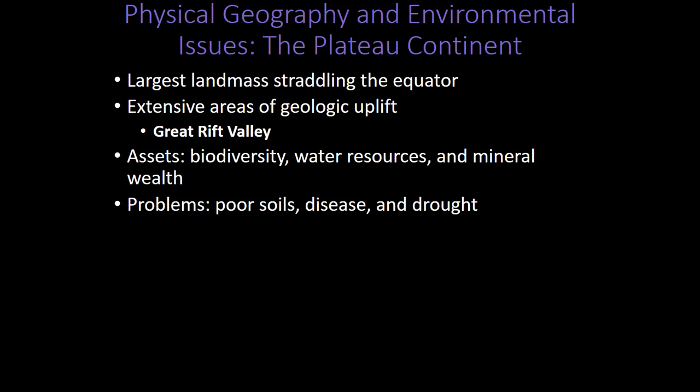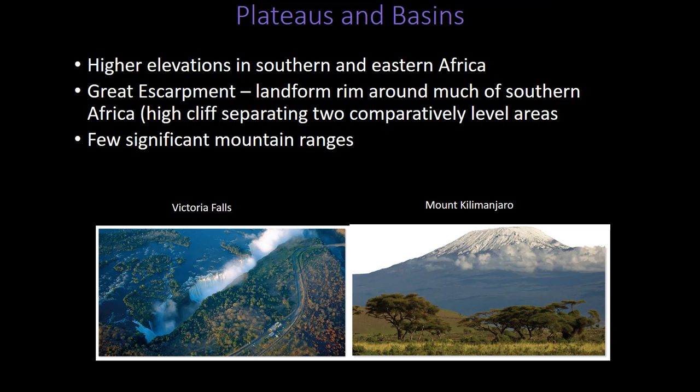Some of the problems we see are poor soils, generally very poor soils. If you think about the tropics and subtropics as well in South America, that's also another factor we talked about with deforestation. The majority of the richness being in the flora, the plants that exist above the ground, not necessarily in the soil, disease, and also drought. So again, it's a bit of a disparity there, a bit of a difference, right? There's a lot of water resources, but there's also a lot of drought.